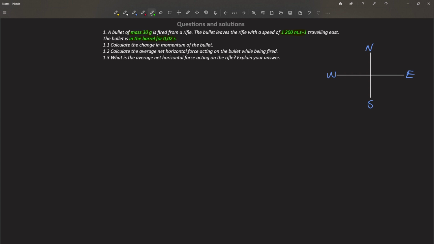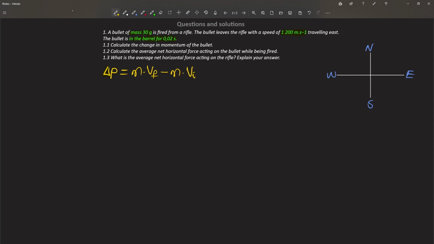Calculate the change in momentum of the bullet. Okay. What is change in momentum? What is our change in momentum? Let's look at it. Change in momentum is equivalent to mass times final velocity, subtracting mass times initial velocity. This is the formula to calculate the change in momentum.